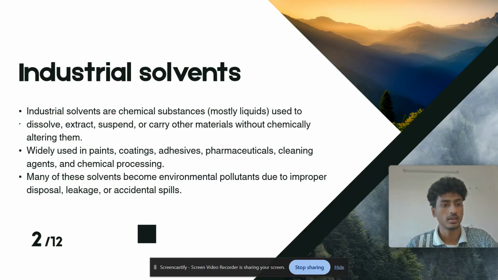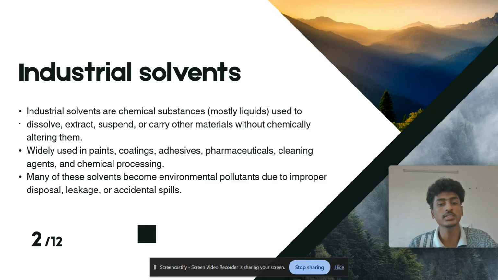Industrial solvents are chemical substances, mostly liquids, used to dissolve, extract, or carry material without altering them chemically. They are used everywhere in paints, coatings, adhesives, pharmaceuticals, cleaning products, and manufacturing. However, due to improper disposal, spills and leaks, these solvents often contaminate the air, soil, and groundwater.